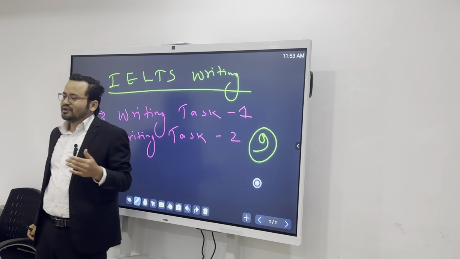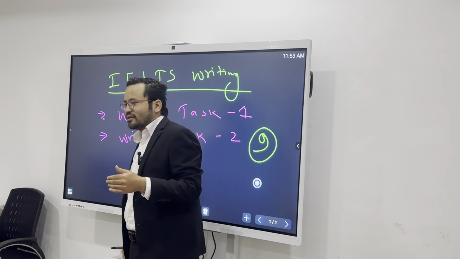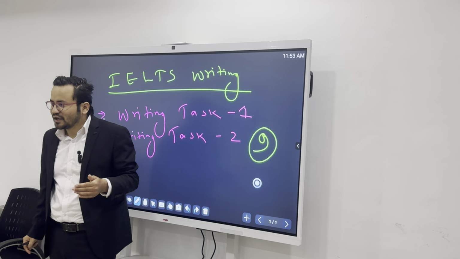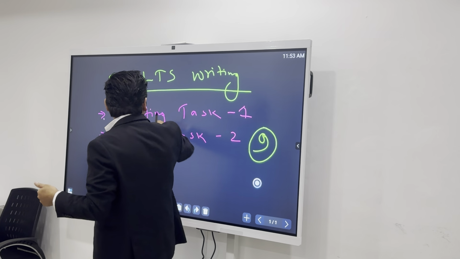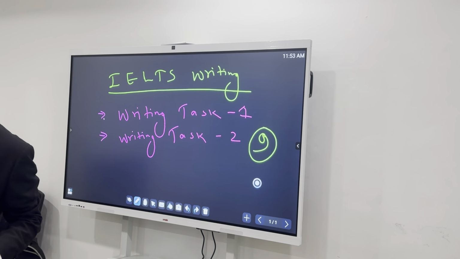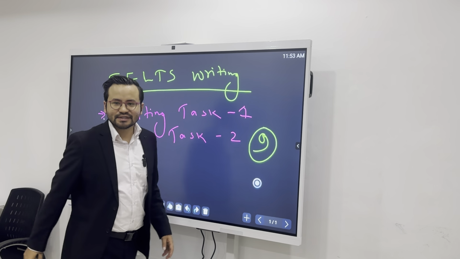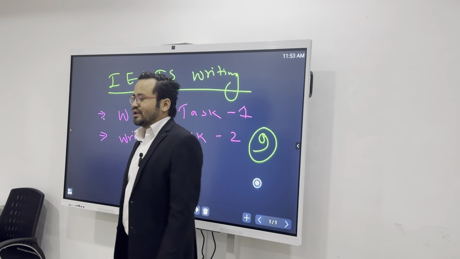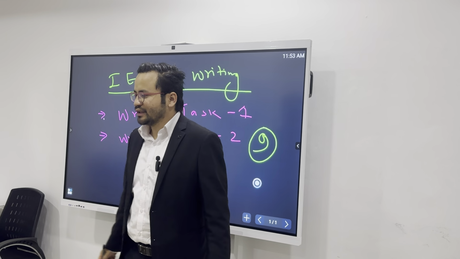Okay, so let's go with Task 1. I want you to write a note before I start this. We're going to spend a week on this IELTS writing task. First of all, I want you to write Writing Task 1 and underline this on your note, please. Write Writing Task 1 right here on your note copy.